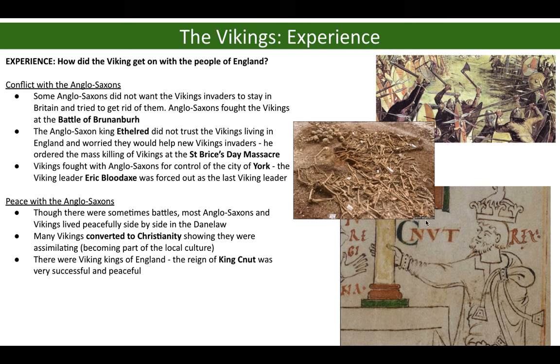For example, King Canute. He had a very successful reign. Canute, as you can see from the cross he's holding, was a Christian, which helped him to get along with the Anglo-Saxons. He also made lots of money for England, and there was peace during his reign. So a successful king showing a successful experience for the Vikings.